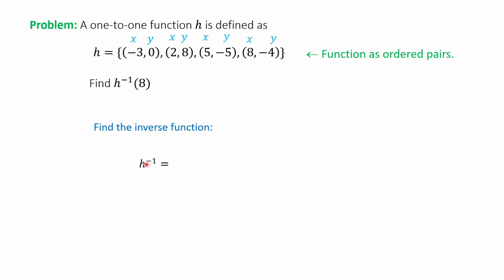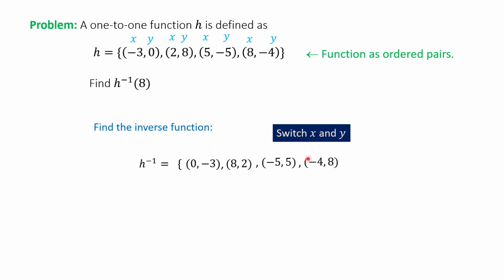To find the inverse function, you need to switch x and y. Switch x and y. You will get 0, negative 3, 8, 2, negative 5, 5, negative 4, 8. This is the inverse function for this function.